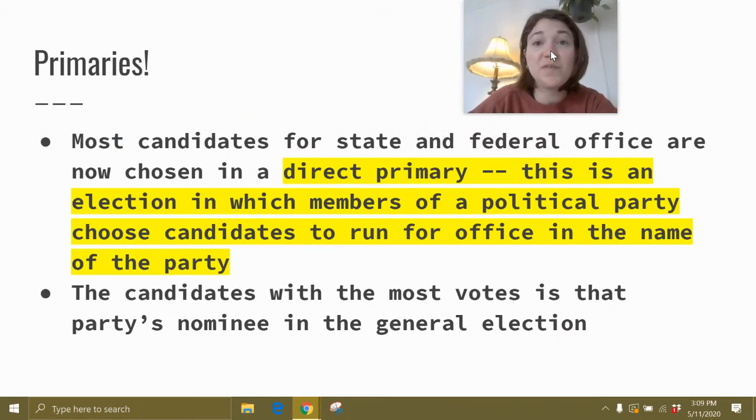So this is where we get to our primaries. We've been in primary season. When I was in the classroom today, I had a sad little tear roll down my face looking at our primary wall where we were tracking all the results.